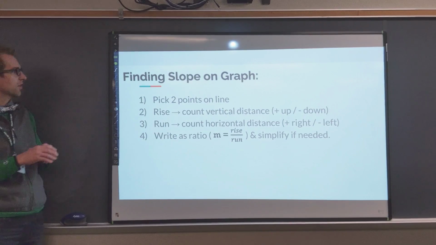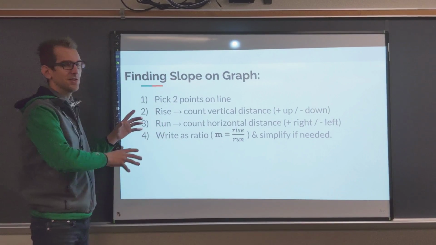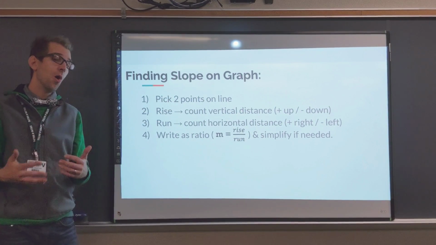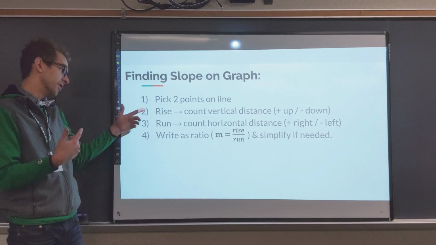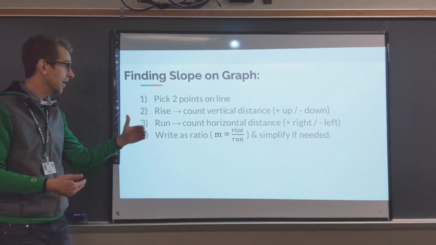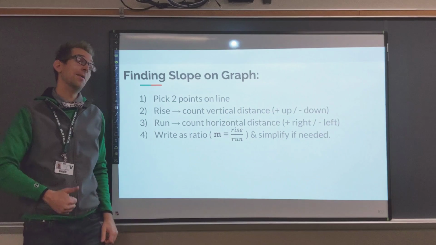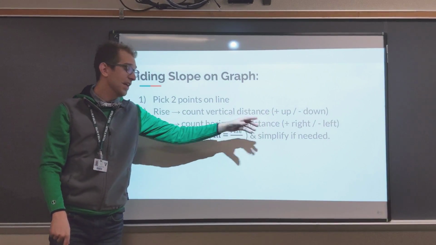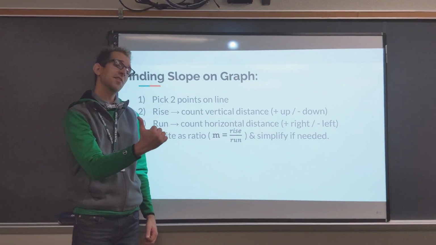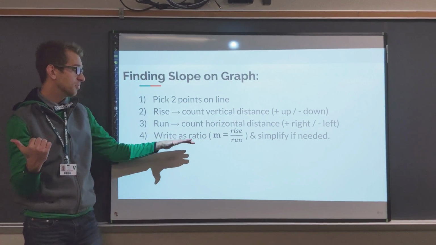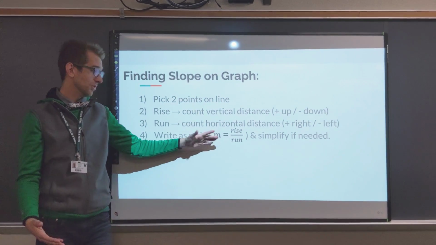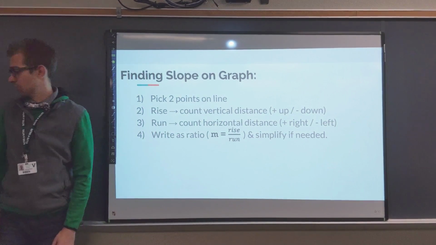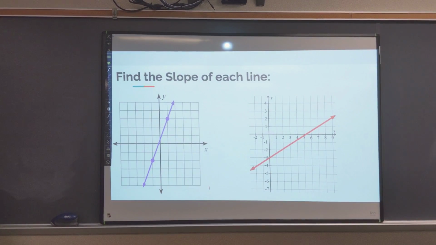And so let's start here with then talking about our strategy for finding the slope on a graph, and then we'll do some examples. So first step, you're going to pick 2 points on the line. Second, and third, you're going to count your rise and your run, with the rise being the vertical distance, keeping in mind positive goes up, negative goes down, and then for the run, or the horizontal distance, the positive goes to the right, and the negative goes to the left. And then we're going to finish by writing it as a ratio or a fraction. Once again, rise over run. You're going to hear that a lot. And then simplify if needed. And so let's go ahead and look at some examples of this.